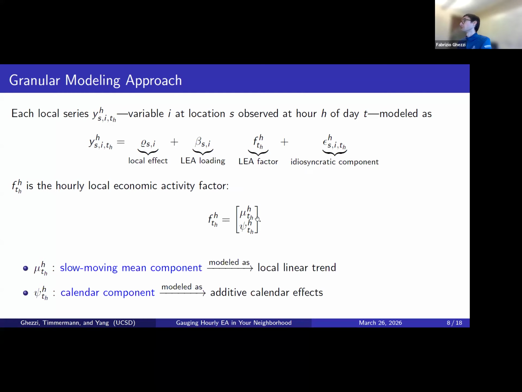Okay? And then we impose some structure on the economic activity factor. Specifically, we add two components. One is this persistent mean component, which we model as a local linear trend model, and is absorbing much of the variation that we've seen. And then there's an additive calendar component to account for the fact that we are dealing with these high frequency observations at hourly level. You have hour of the day effect, day of the week, holiday effects, seasonal components, and so the deterministic component is going to take care of those effects.